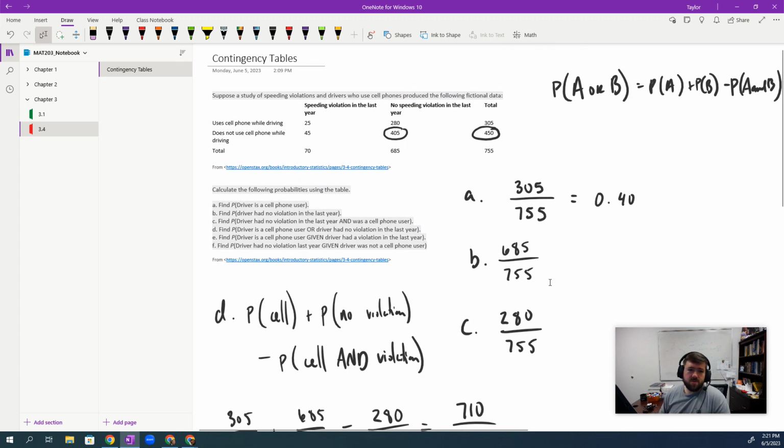Okay, now, what can we do with this? We're able to compare and make inferences about the relationship between two variables by looking at these kinds of things, right? Like, hey, if you don't use your cell phone while driving, look at your probability of not having a speeding violation. Well, that's 405 out of 450. That's pretty good, right? 405 divided by 450 is 90%. So if you don't use your cell phone while driving, of all the people in the study, there's a 90% chance that you won't have a speeding violation. Pretty good, right?